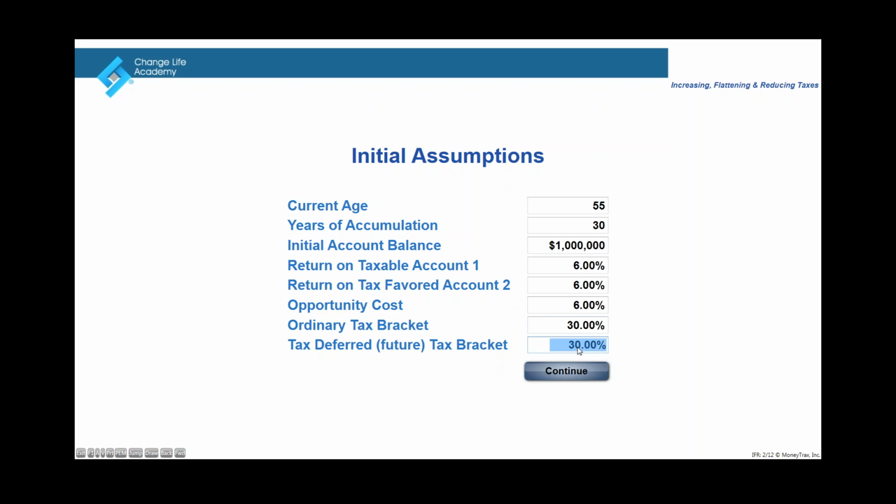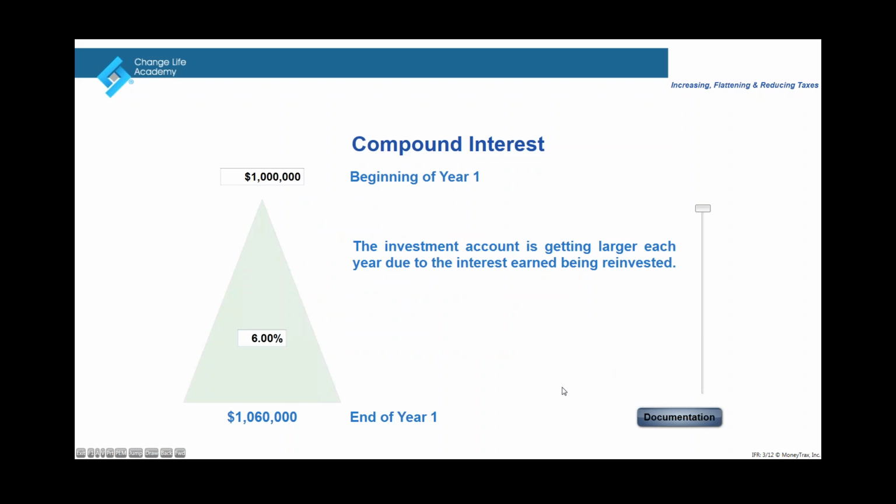And let's just say in the future they are still in a 30% tax bracket. Like I just mentioned a minute ago, there's a good chance the taxes will go up in the future, but let's just say for now that these are the numbers that we are dealing with. Okay, so we'll first start out with the conversation of compound interest.